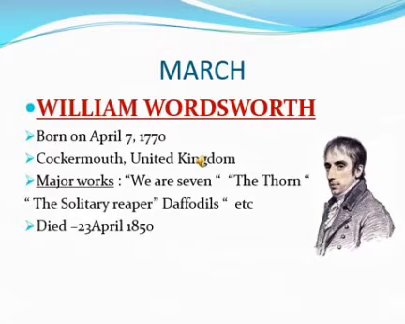Children, today we are going to read and understand the poem March, written by William Wordsworth. Let me give you a brief introduction about William Wordsworth. William Wordsworth was born on April 7, 1770 at Cockermouth, United Kingdom. He belonged to a family of landowners, and from his childhood he loved the simple country life. He is popularly known as nature poet because his poetry revolves around nature. His major works are We Are Seven, The Thorn, The Solitary Reaper, Daffodils, etc. He died on 23rd April 1850.